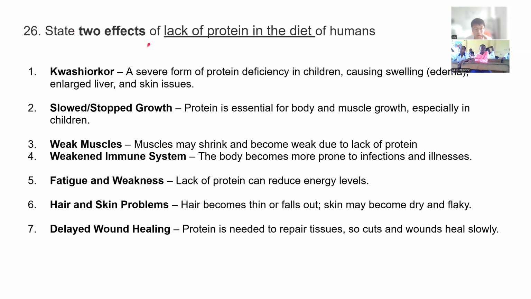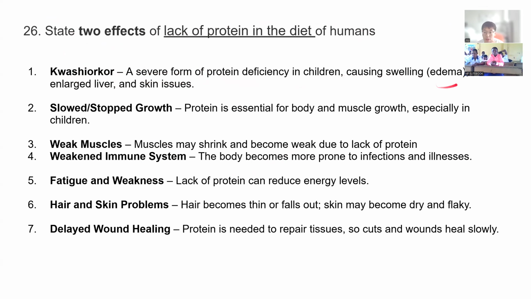This question asks to state two effects of lack of protein in the diet of humans. So another malnutrition question. One effect could be kwashiorkor, which is a severe form of protein deficiency in children that causes swelling or edema, enlarged liver, and skin issues.